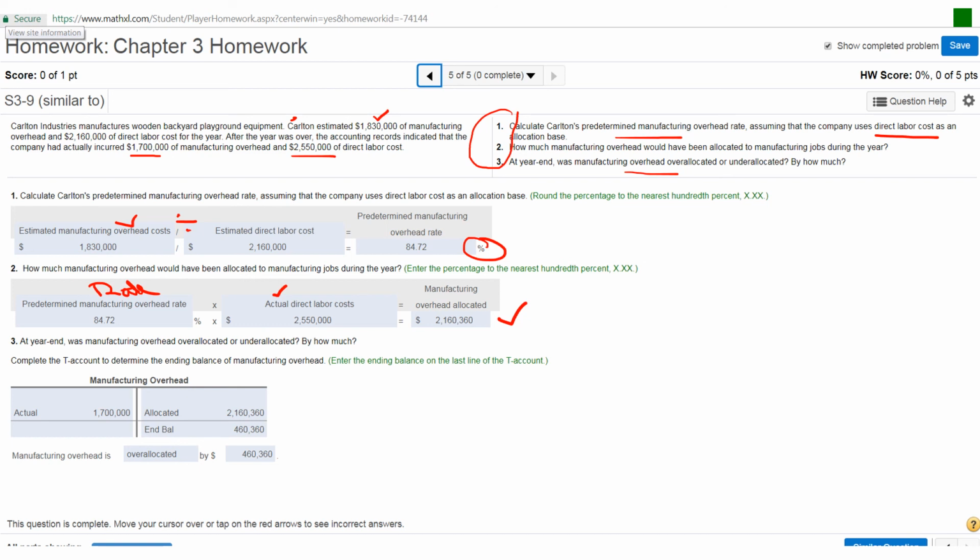Last part of the problem is you're going to compare this allocated amount to the actual. Again, they gave you the actual, which was, in this case, 1,007,000. So if you look at the T account, notice the debit part gets the actual, the credit part of overhead gets the allocated. In this case, actual is 1,007,000, allocated was 2,160,360. So you're going to be overallocated by the difference of $1,153,360.